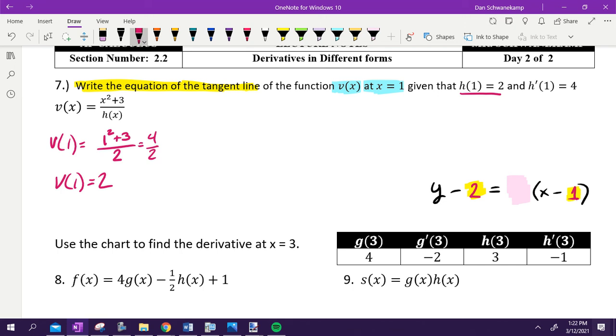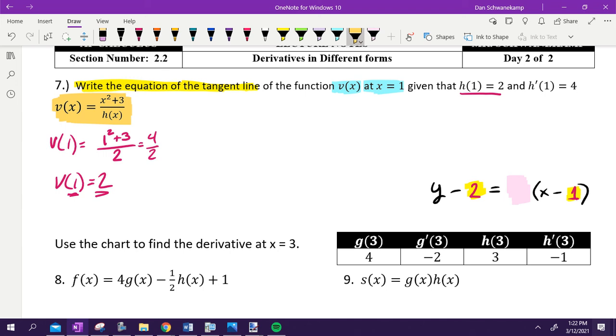So I got my x and my y, because right now I have the ordered pair 1, 2. That goes with my x, that goes with my y. I still need the slope. How do I find the slope at a point? Derivative. That's what a derivative is. It's the slope at a point. Okay? So to find that, we have to take the derivative of v of x.